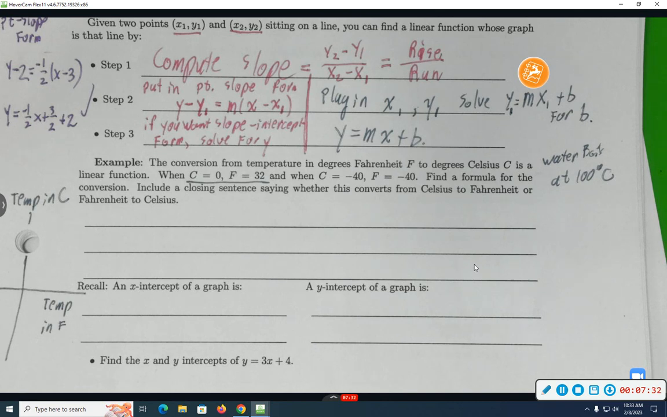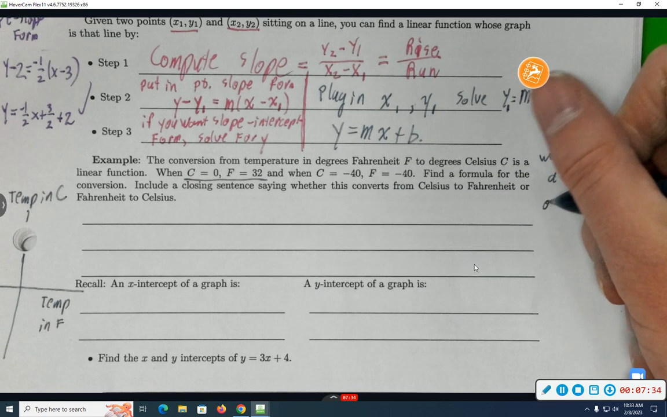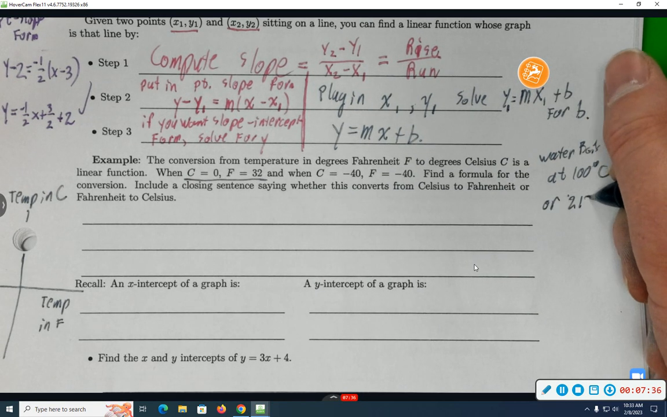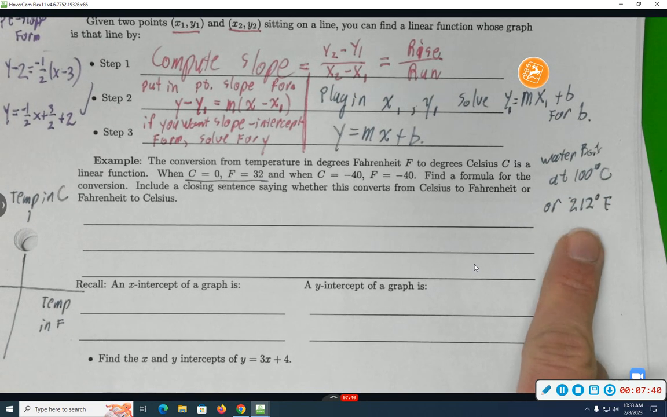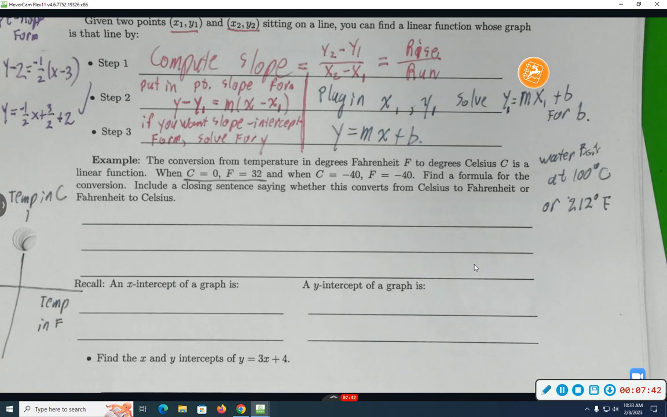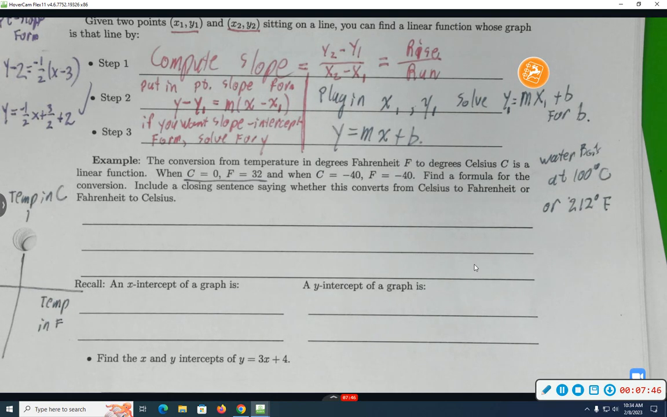212. So that means when C is equal to 100, F will be equal to 212. So there's another point we could use. Oh, neat. Does that give us some points that should be on the line that converts between these two? Let's pick two of them and use them to find an equation for this line.